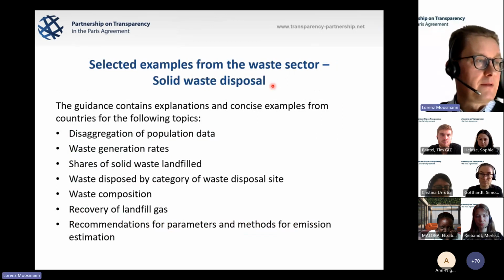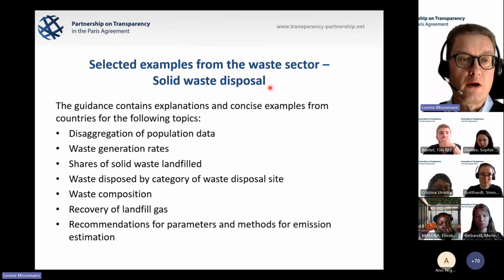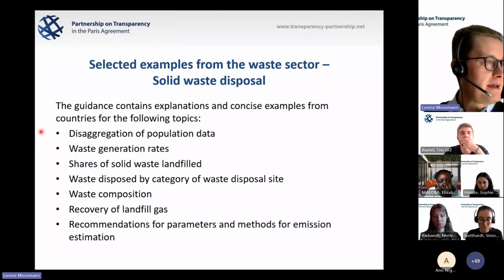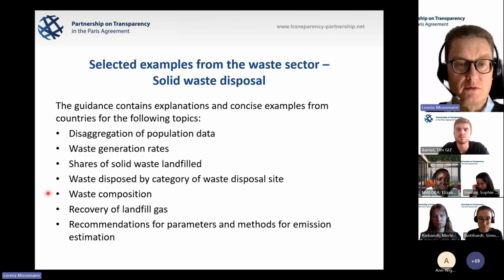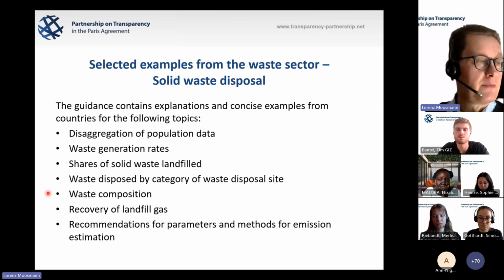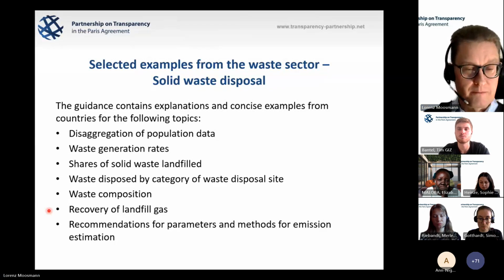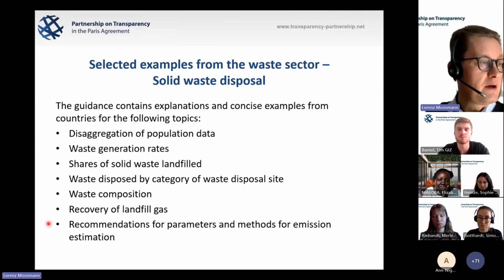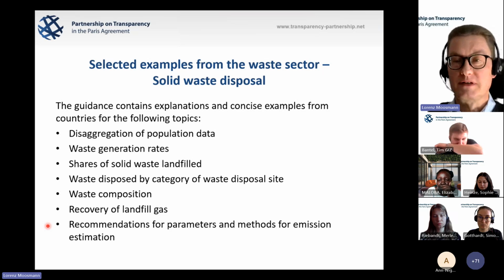Let's look at one example, the subsector of solid waste disposal. There's really a lot of decisions to be made, various types of data to be gathered. And in this study, we have several topics addressed: the disaggregation of population data, waste generation rates, share of the waste landfilled, and then where it is landfilled, in which site category, and what its composition is. So that's basically 5 points which are related to the input data just for the solid waste disposal. Then in some countries, we have a recovery of landfill gas. There the question is how to reflect this in the greenhouse gas inventory. And finally, which parameters and which methods are best for the emission estimation in a particular country and in a particular situation.